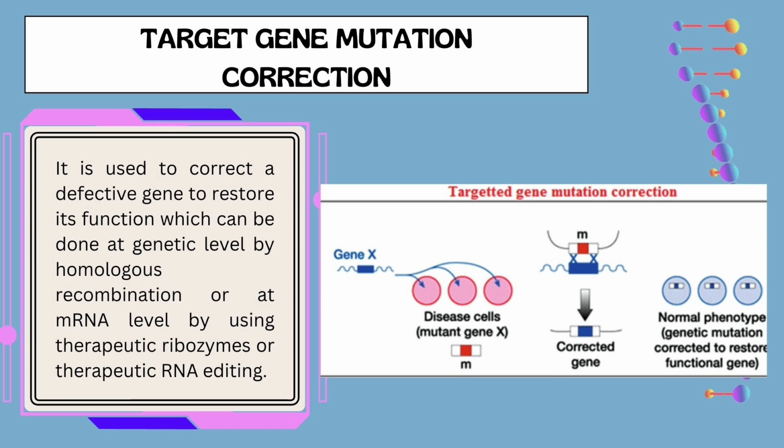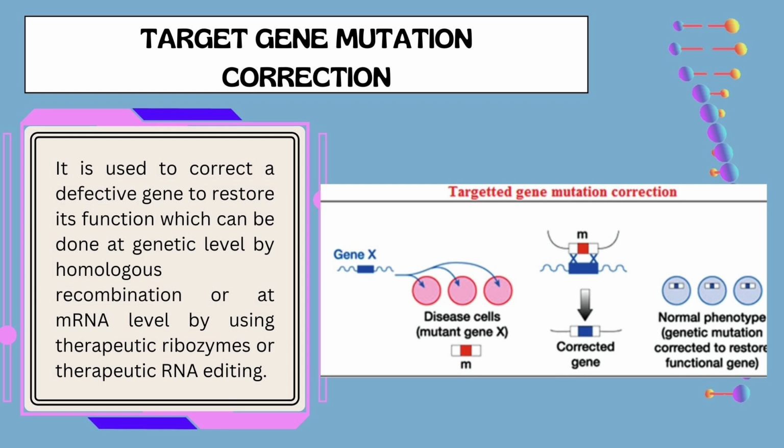Then also, yung number 2, yung therapeutic ribozymes are specifically designed RNA molecules that act like molecular scissors, cutting and removing the defective mRNA before it can be translated into a faulty protein, which prevents the production of the defective protein, effectively correcting the gene's function at the mRNA level.